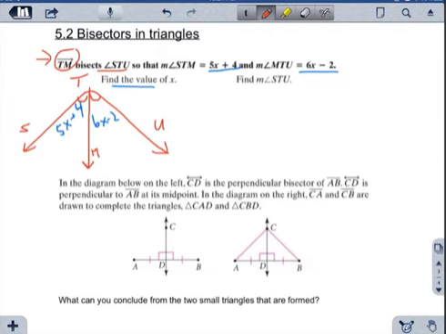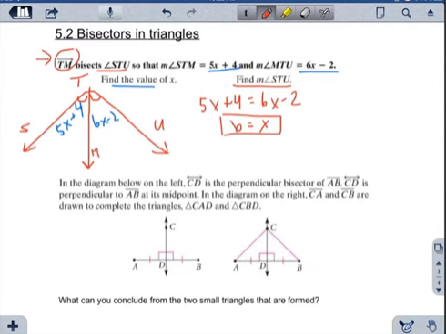Since we know that these two angles are congruent to each other, I can simply set 5x plus 4 equal to 6x minus 2. And when I do a little bit of algebra there, I find that x equals 6. In the second part of the question, I'm asked to find the measure of angle STU, which is neither of those smaller halves, but it's actually the larger angle STU, the original angle that we started with.